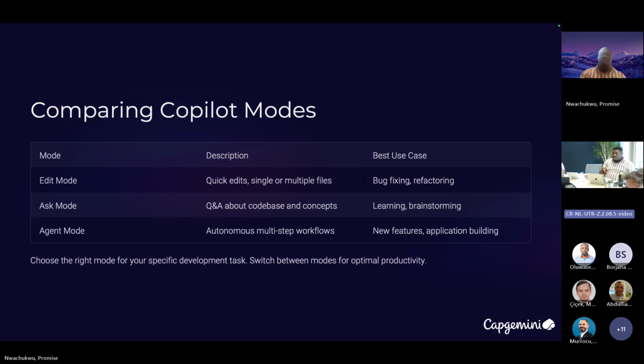For the edit mode, you're looking at quick edits, single and multiple files. For the ask mode, it's maybe like a Q&A session. You're interacting and trying to get ideas on what the Copilot thinks about this particular topic. And then for the agent mode, which is what we are currently looking at now, it's automating or autonomous multi-step workflows. Generally, for the agent mode, it's just giving the agent the ability to think and create stuff that you would like to see. All right, moving on.